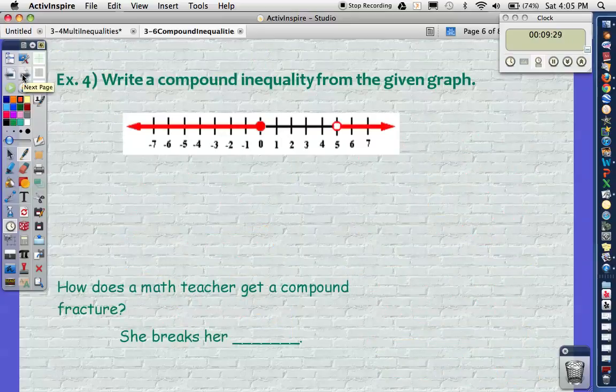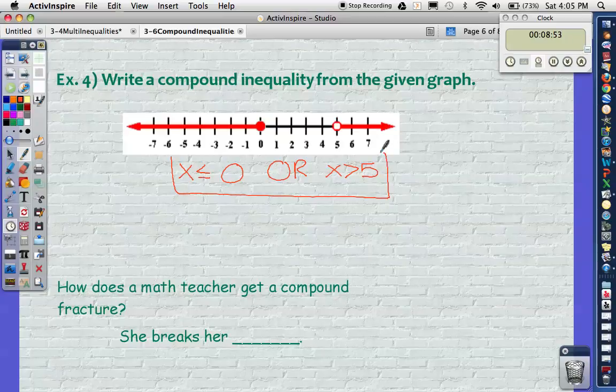Last example then, guys, write a compound inequality from the given graph. Since this is a solution region, would this be an AND or an OR? Since both of them are on the graph, it must be an OR because I can't satisfy both of them at the same time. So I'm going to look at this side and say x is any number greater than 5. And I'm going to look on this side and say x is any number less than or equal to 0. Since it's an OR, you can just leave it like that. If it was an AND, you'd want to glue them together.